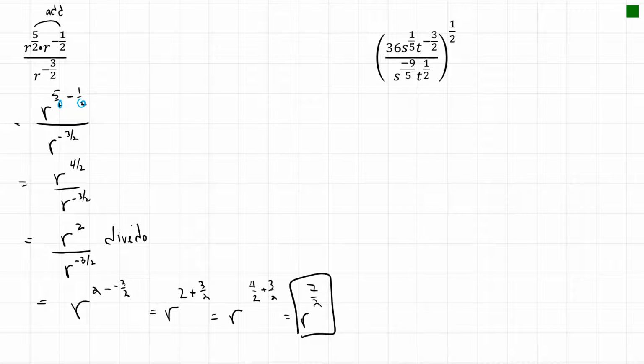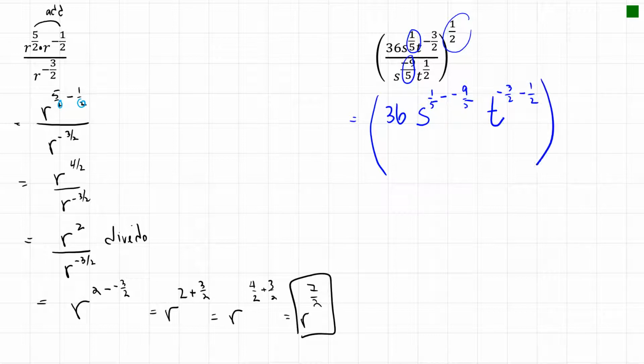In the second example, there's a lot to simplify inside the bracket before we apply this 1 half. So 36 is going to stay. 1/5 and negative 1/5, I'm going to subtract those exponents. So s to the 1/5 minus negative 9/5. And same with the t's, t to the negative 3 halves minus 1 half. And all that is raised to the power of 1 half.